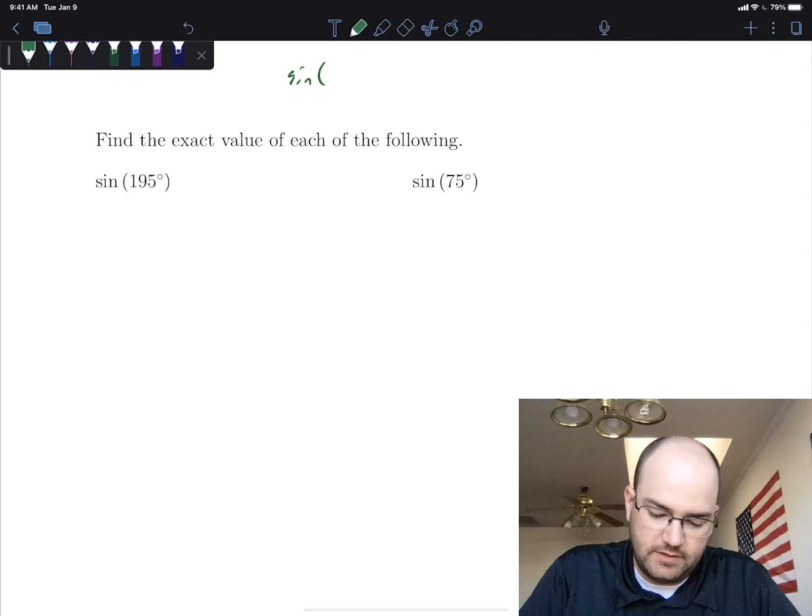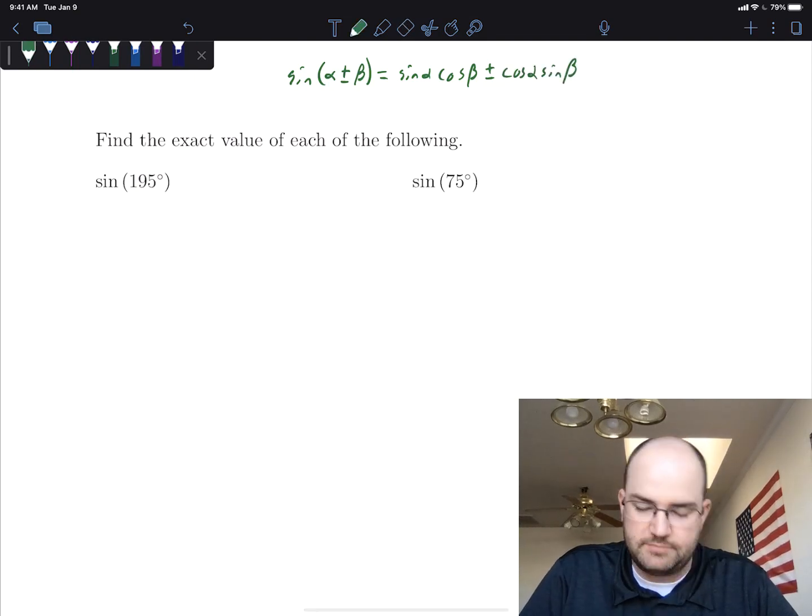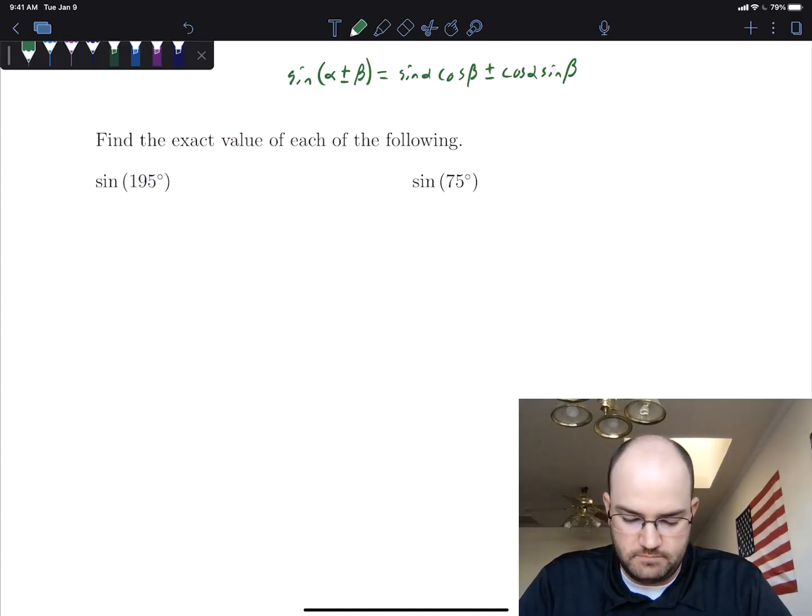The sine of alpha plus or minus beta is equal to sine alpha cosine beta, and then plus or minus cosine alpha sine beta. Excellent. Once we know that, we can figure this out.